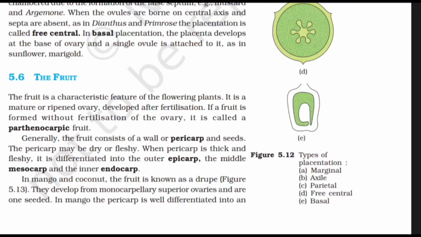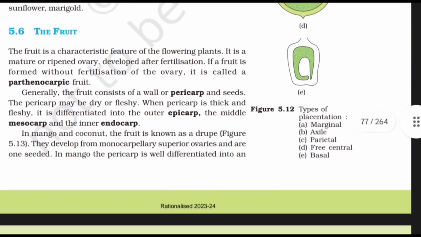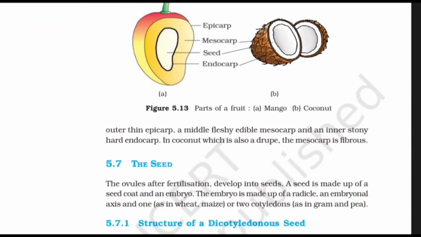Pericarp may be dry or fleshy. When the pericarp is thick and fleshy, it is differentiated into outer epicarp, the middle mesocarp, and the inner endocarp. In mango and coconut, the fruit is known as a drupe. They develop from a monocarpellary superior ovary and are one-seeded. In mango, the pericarp is well differentiated into an outer thin epicarp, a middle fleshy edible mesocarp, and an inner stony hard endocarp. In coconut, which is also a drupe, the mesocarp is fibrous.